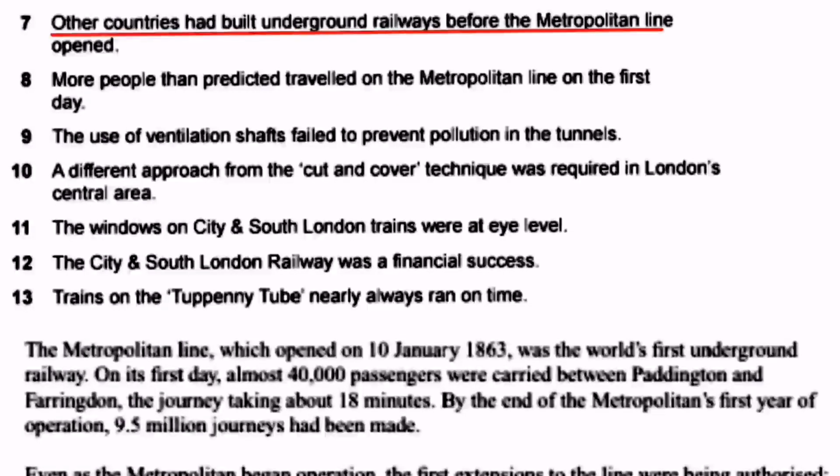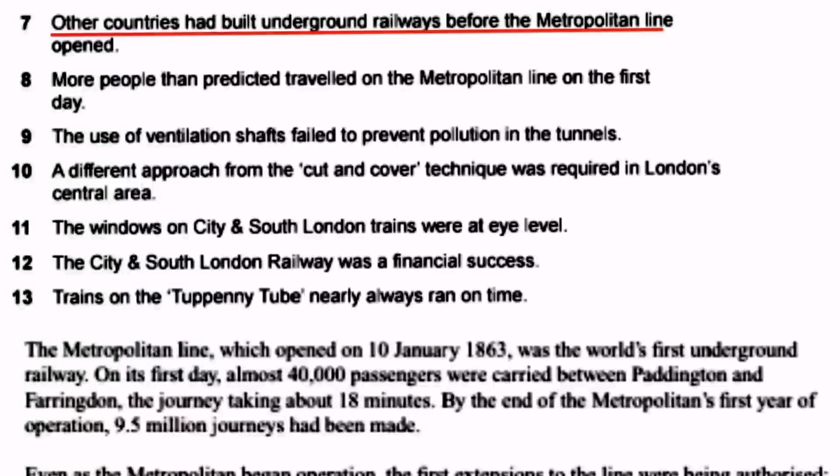Other countries had built underground railways before the Metropolitan Line opened. If we find any information in the passage that America or Germany had built underground railways before the Metropolitan Line opened, then question number 7 is true. If we find in the passage that other countries had not built underground railways before the Metropolitan Line opened, then question number 7 is false. And it may also be false if we read in the passage that the Metropolitan Line was the first when it was opened, so we have to be careful.